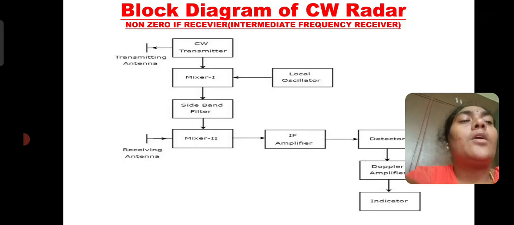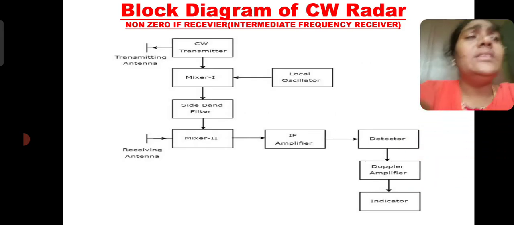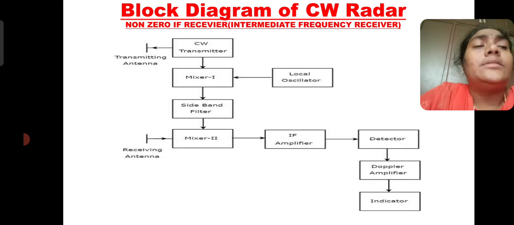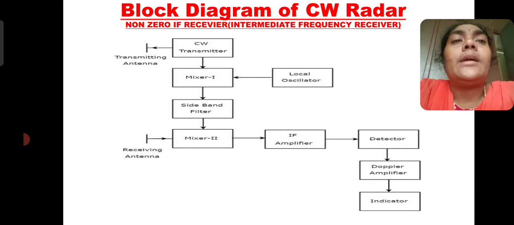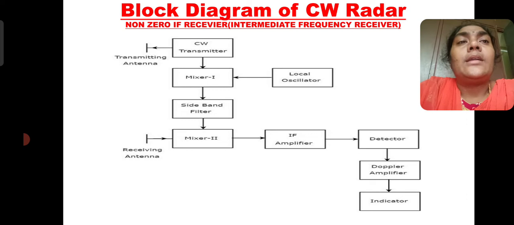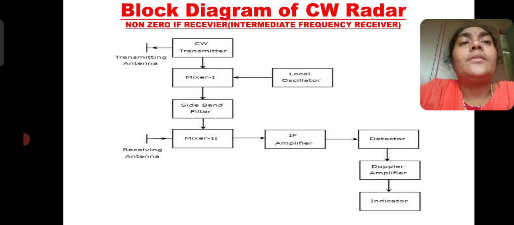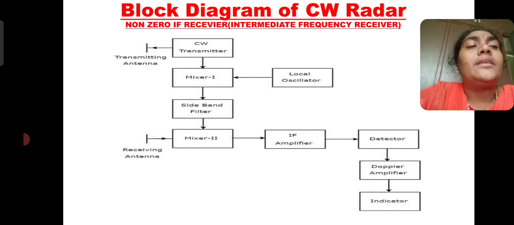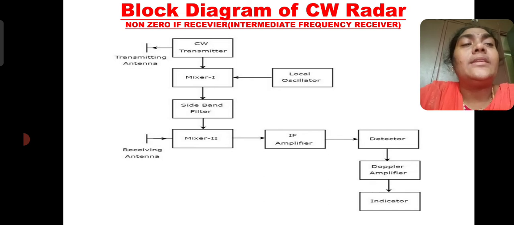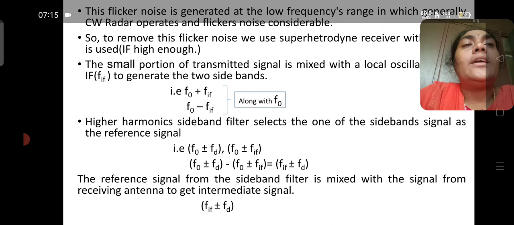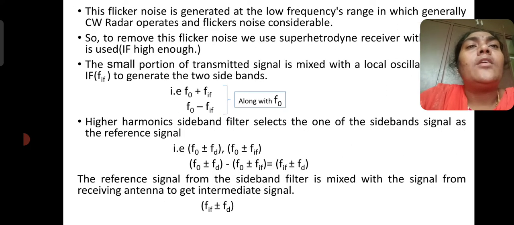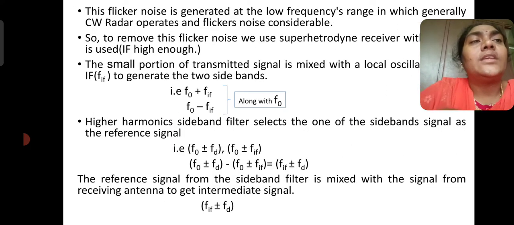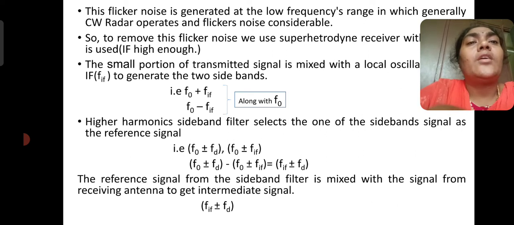So this is the block diagram of CW radar with non-zero IF: CW transmitter, mixer, sideband filter, mixer, IF amplifier, detector, Doppler amplifier and indicator. Here the flicker noise is generated at the low frequency range, in which CW radar generally operates, so flicker noise is considerable.